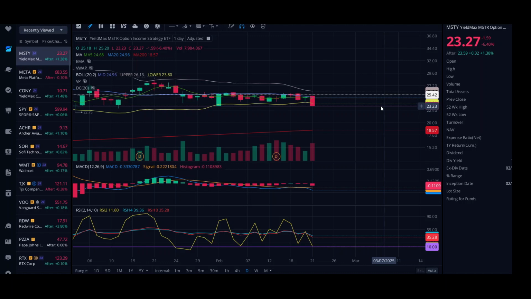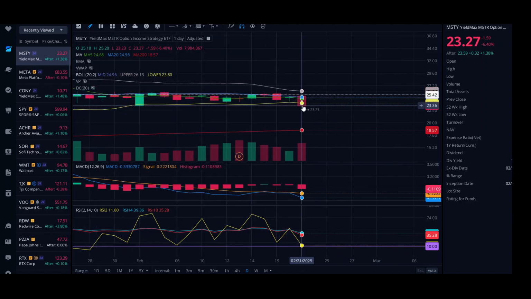So as you can see here, MSTY fell. As I said, it came out and opened at $25.18. It got as high as $25.20, so not much above the open, and then fell. It got as low as $23.23 and of course closed at $23.27. So it pretty much closed on the bottom end of that candle.